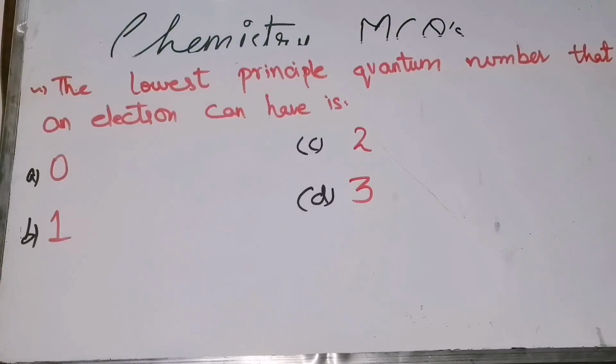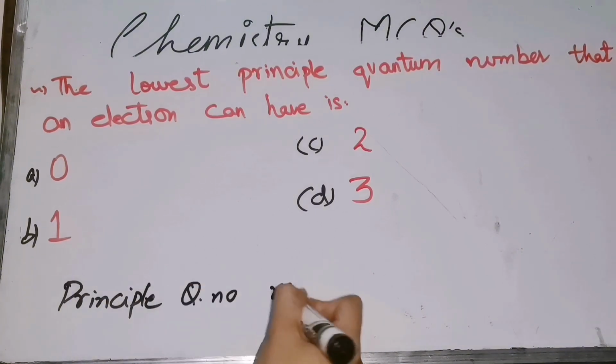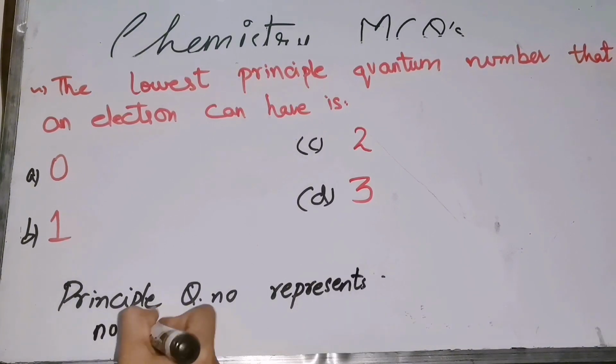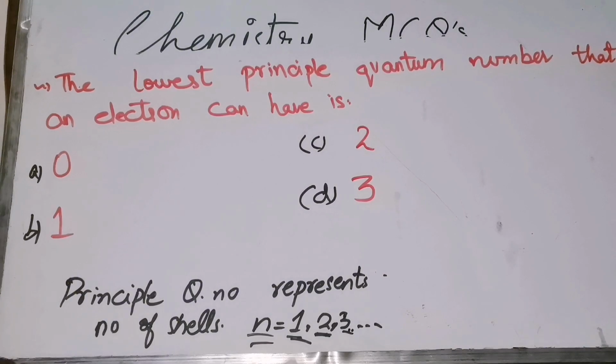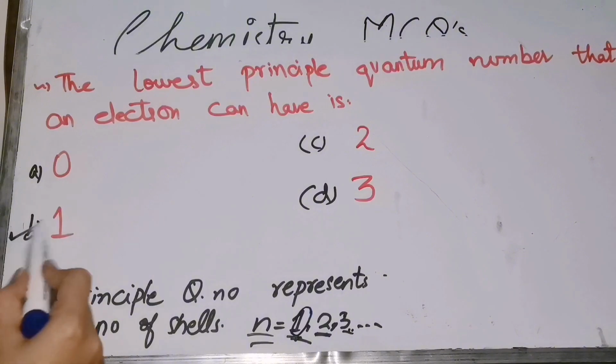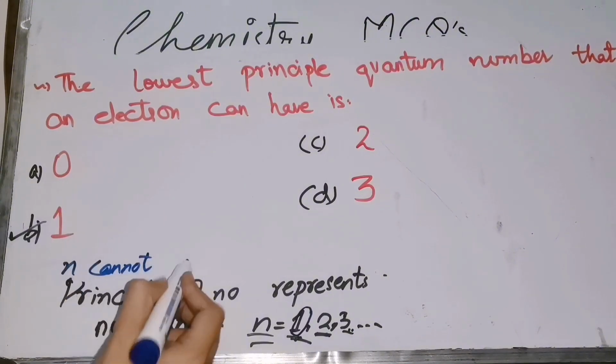The lowest principal quantum number that an electron can have is, we know that principal quantum number represents number of shells, where n is equal to 1, 2, 3 and so on. Here 1 is representing the K shell, 2 is representing the L shell, 3 is representing the M shell and so on. So the lowest possible principal quantum number that an electron can have is 1. Remember one point, that n cannot be equal to 0.